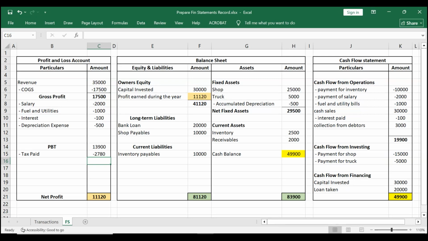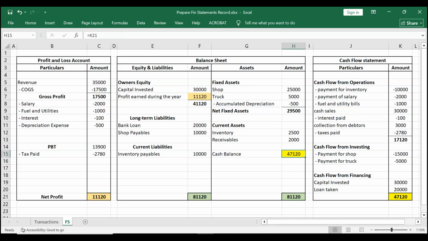Paying taxes is a part of operating activities. So I will write it over here. Spacebar minus taxes paid minus 2780. So that's it. We have recorded all the transactions. Our net profit is 11,120. It is taken to the balance sheet owner's equity side, reserves and surplus. Over here it is shown as profit earned during the year. Balance sheet is tallying on both the sides. We have a cash balance of 47,120.